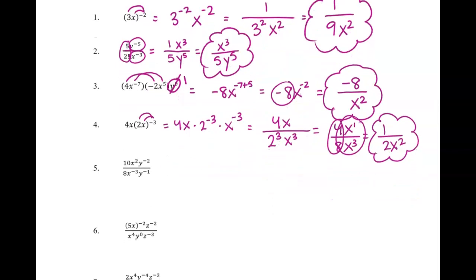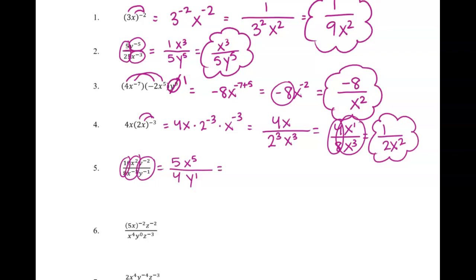Next one. We have a fraction. I'm going to keep a fraction. 10 over 8 simplifies to 5 over 4. X squared over x to the negative third. Well, we're going to have an x, and we can do 2 minus negative 3, which is 5. So we have a positive 5, so x to the 5th goes on top. For the y's, negative 2 minus a negative 1 is a negative 1. So we're going to have y to the first on the bottom.